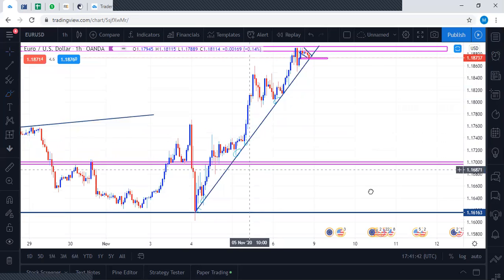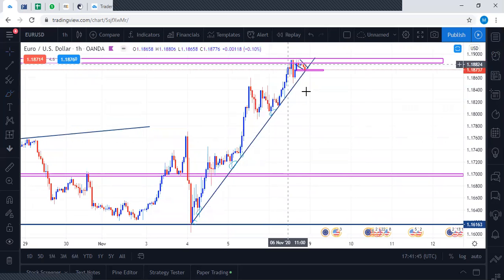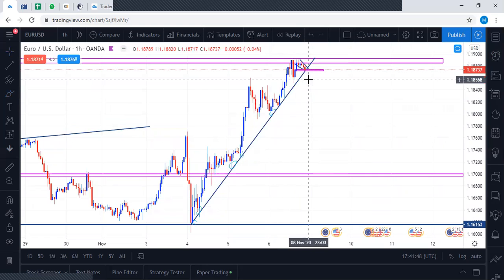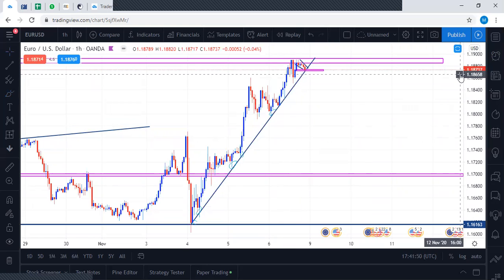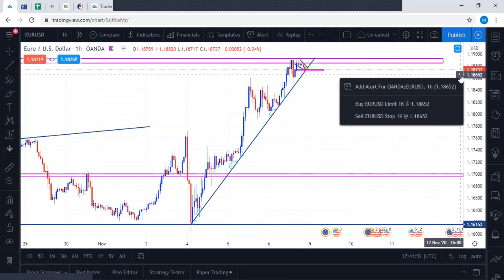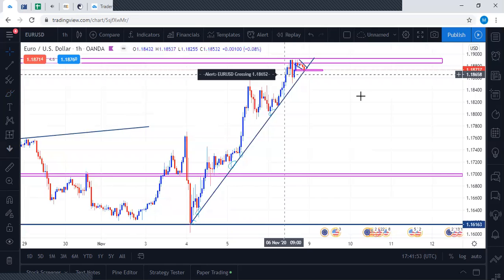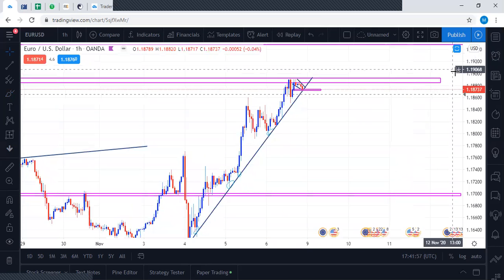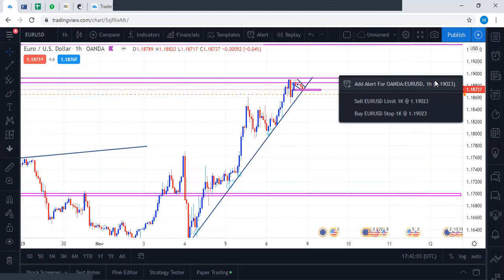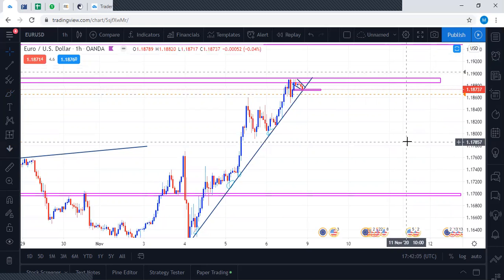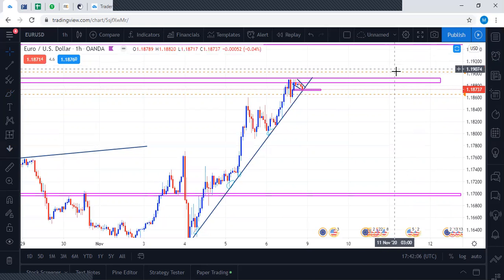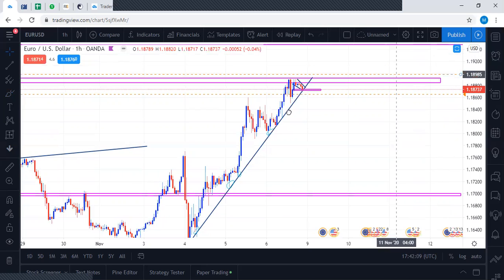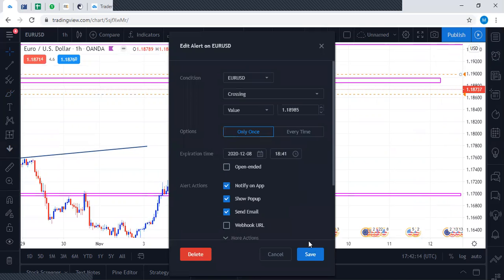If it is going to break below the trend line and retest, then I'll be looking for sells. So I'm going to be putting an alert there, and I'm also going to be putting an alert at the top here, just in case price decides to break above. I will be looking to go in on longs.